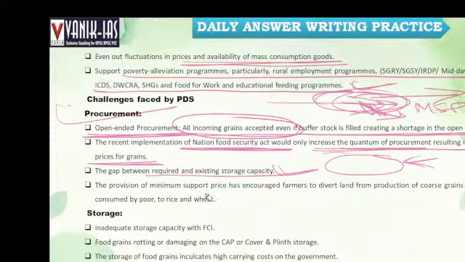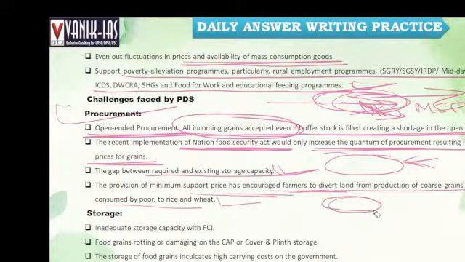The provision of minimum support price has encouraged farmers to divert land from production of coarse grains consumed by the poor to rice and wheat. There is also this focus on one crop where MSP is given, right? So most people are now focusing on cultivation of rice and wheat because they will get a higher return, they will get MSPs.